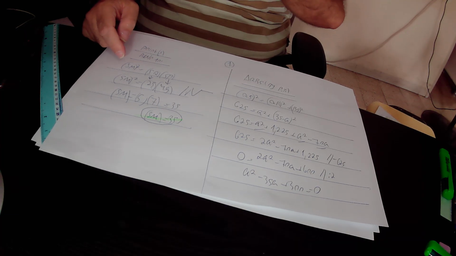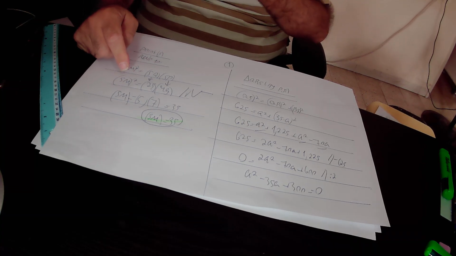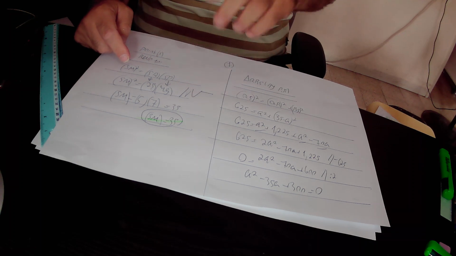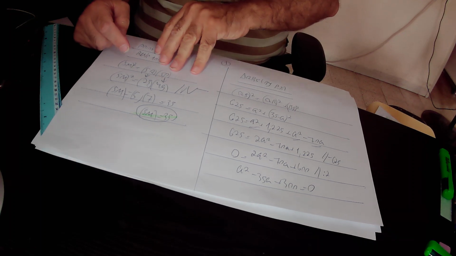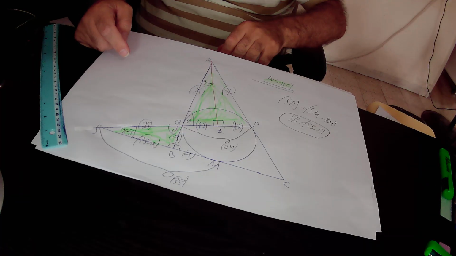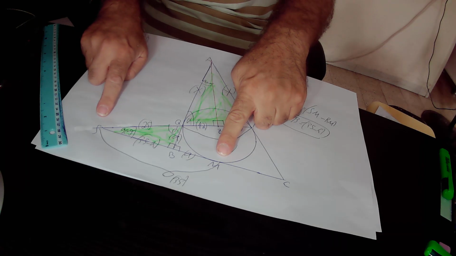Here we took the square root of the whole equation, and we found that SM equals the square root of 25, which is 5, times the square root of 49, which is 7. So SM equals 5 times 7, that is 35. This tangent SM equals 35 units in length.